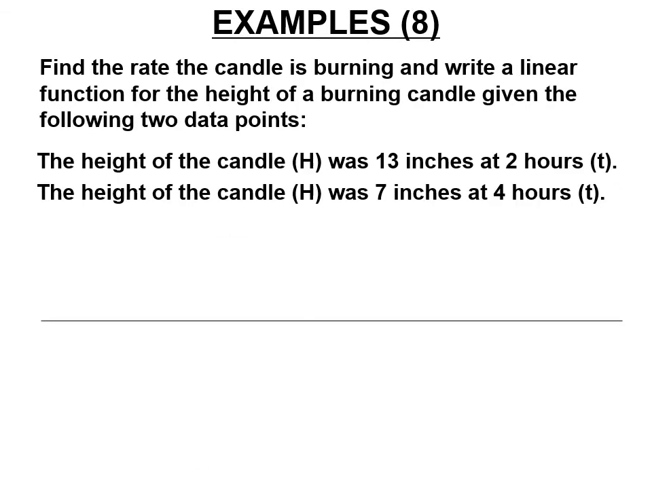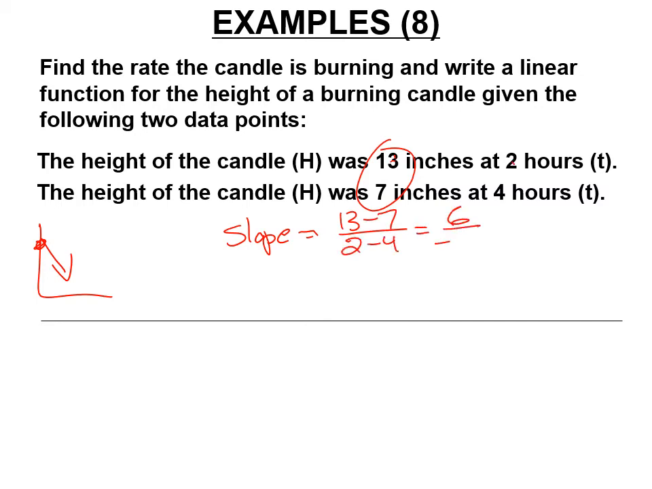All right, the candle is burning down, right? So we're going to have a graph that looks like that. It's burning down, so we better get a negative slope. Let's see, we subtract our y's, 13 minus 7. We start with 13, and we have to start with 2. 2 minus 4. So you get 6 over negative 2, which is negative 3. It's going down 3 inches per hour.